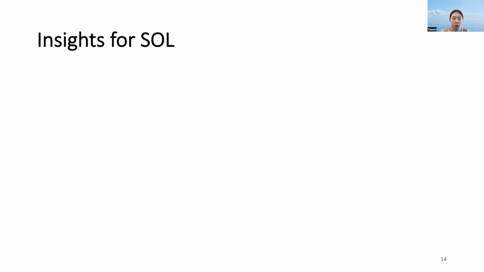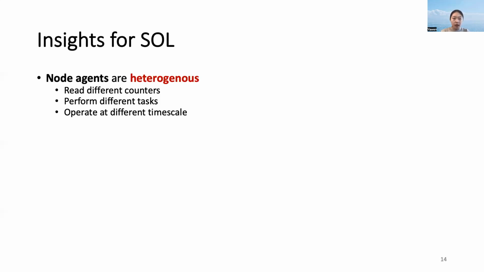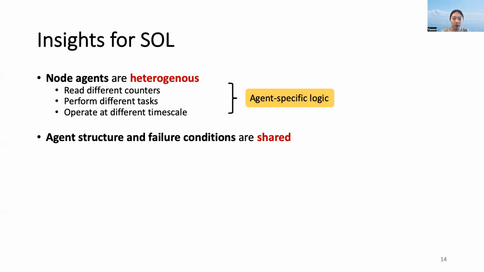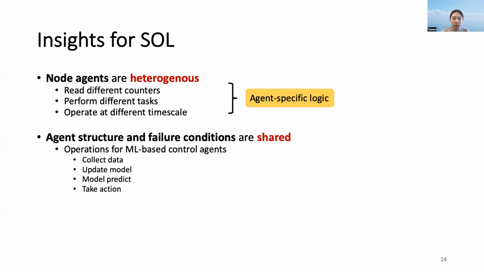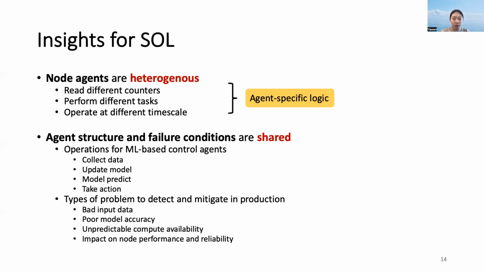When designing SOL, we leveraged a few key insights. The first insight is that node agents are heterogeneous. They read different counters, perform different tasks, and operate at different timescales. All this logic is agent-specific. However, agent structure and failure conditions are shared across on-node learning agents. This includes the ML-based control operations and also the types of problems they could encounter when deployed in production. SOL leverages these commonalities to provide a simple API and runtime to help develop safe on-node learning agents.